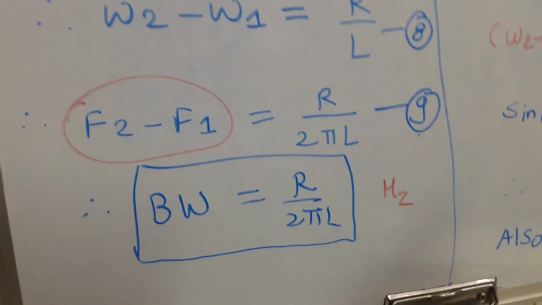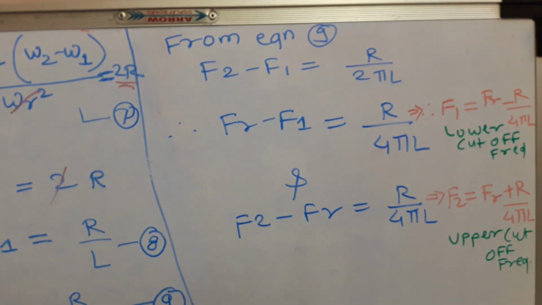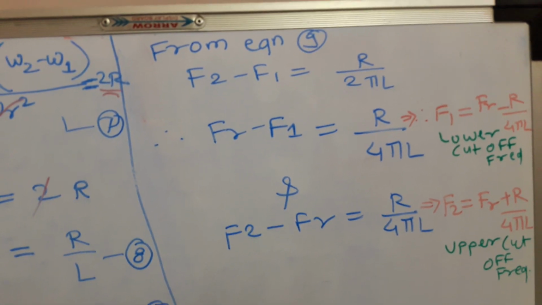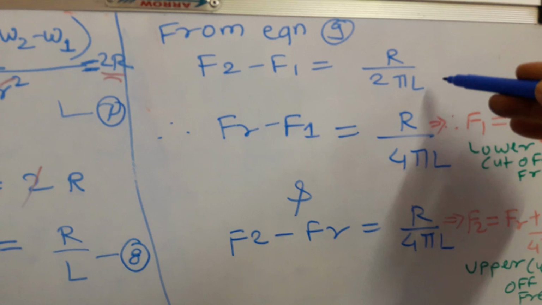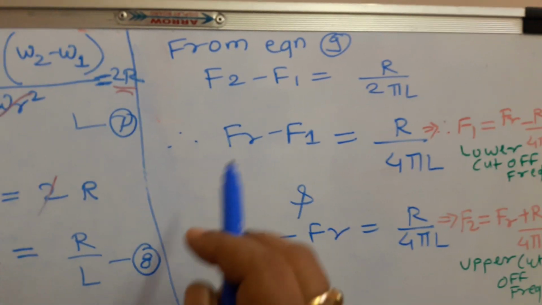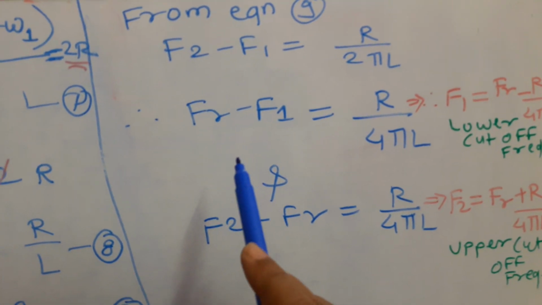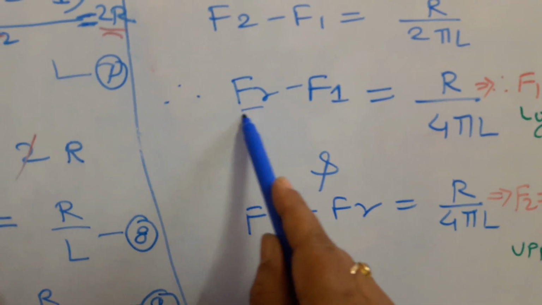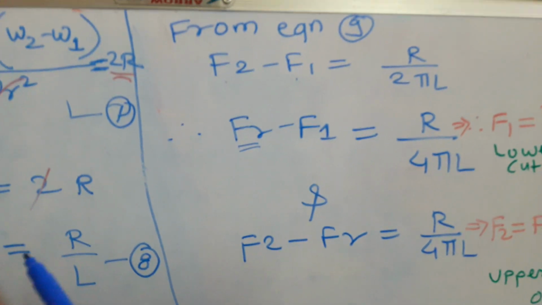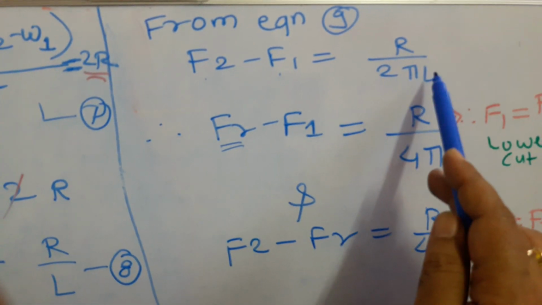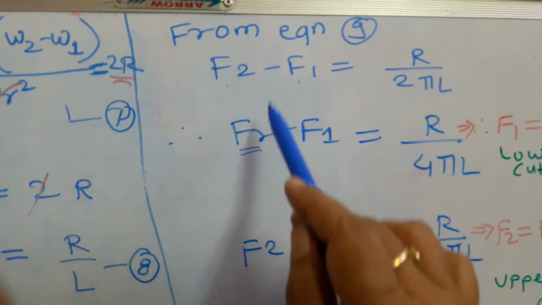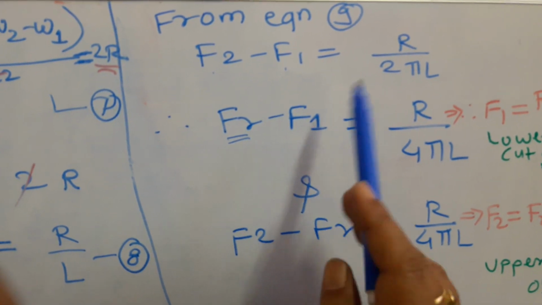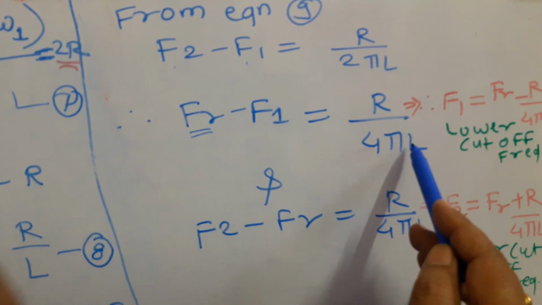We got final equation for bandwidth. So we know f2 minus f1 is equal to R upon 2 pi L. This is the final expression for bandwidth. Now if we refer the graph of bandwidth that we have drawn at the first of this lecture, fr frequency is at the center of f2 and f1. So this total distance is R upon 2 pi L. So if this distance is divided into two parts, this will be R upon 4 pi L. So fr minus f1 on the left hand side will be R upon 4 pi L.